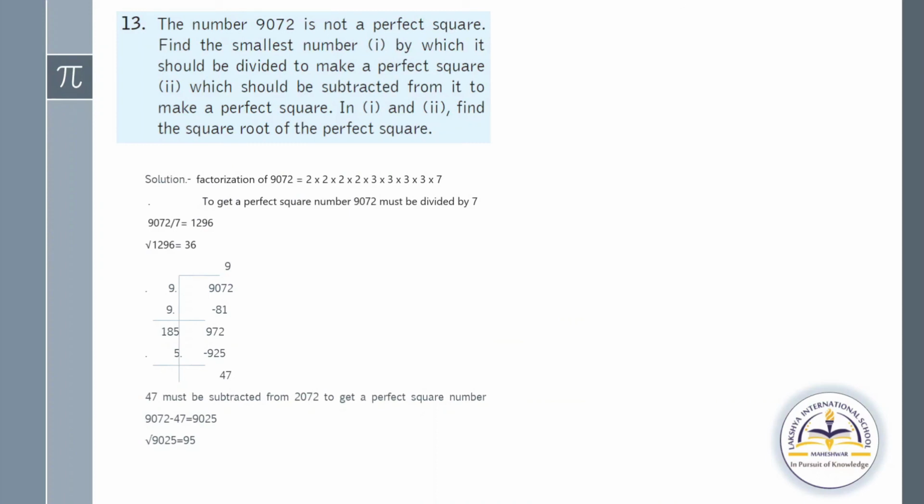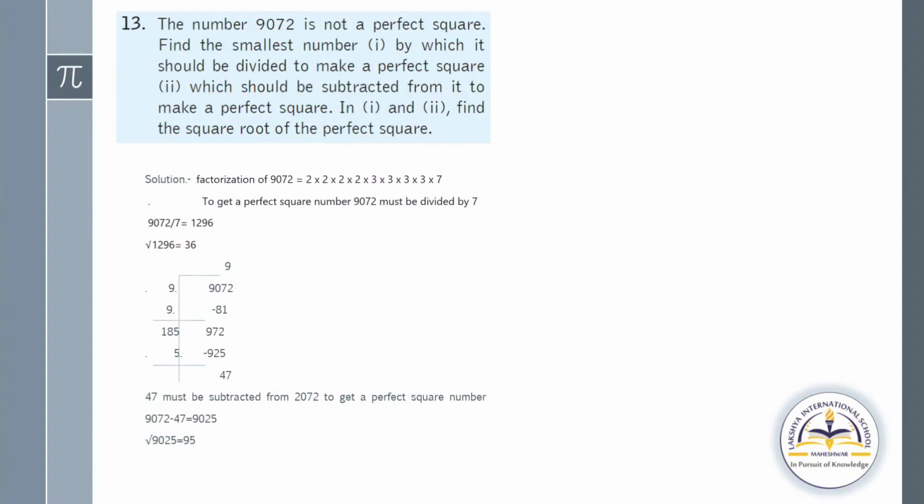Now question number 13. The number 9072 is not a perfect square. Find the smallest number by which it should be divided to get a perfect square. Second, find the smallest number which should be subtracted from it to make it a perfect square. In first and second, find the square root of the perfect square. Okay, factorization of 9072. First we will write the factorization. To get a perfect square, the number 9072 must be divided by 7 because 7 is the only factor which is not in a pair. So 9072 divided by 7 we will get 1296.